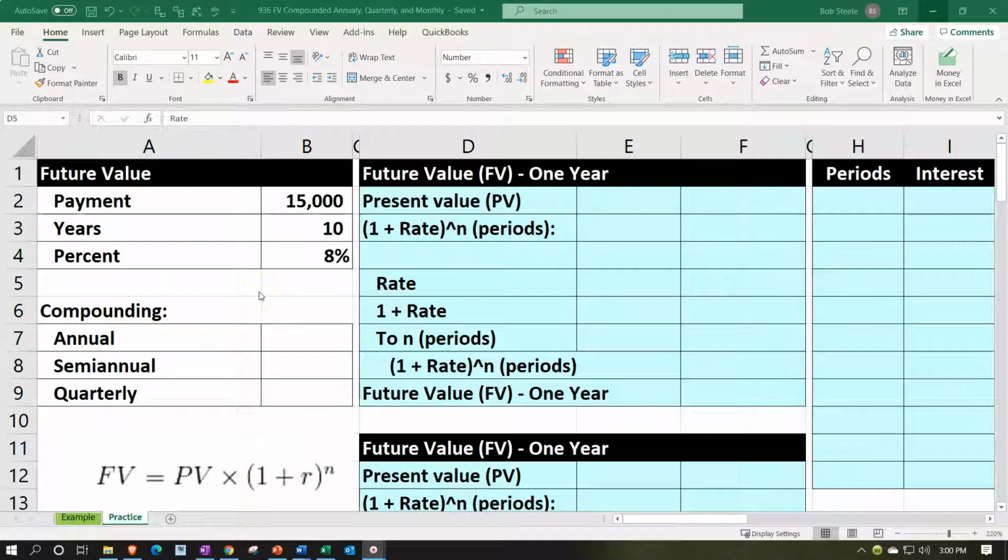If you have access to the Excel worksheet and would like to follow along, note we are in the Practice tab as opposed to the Example tab. The Example tab, in essence, being the answer key.